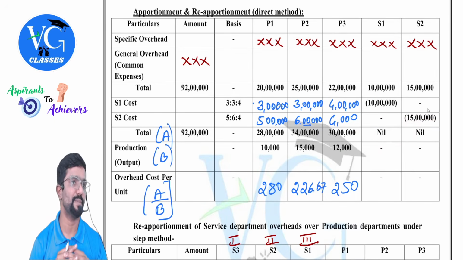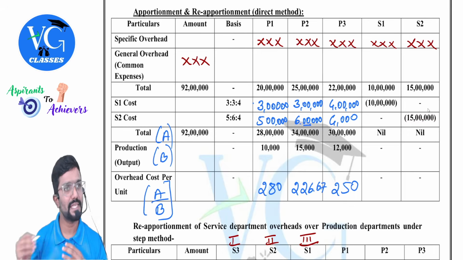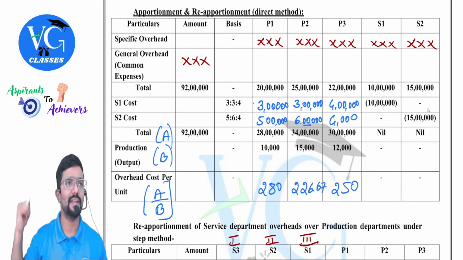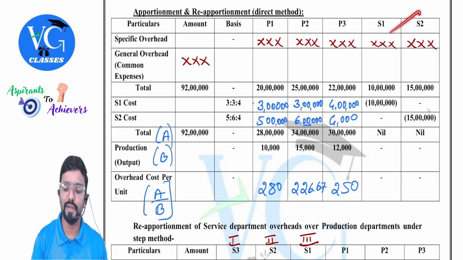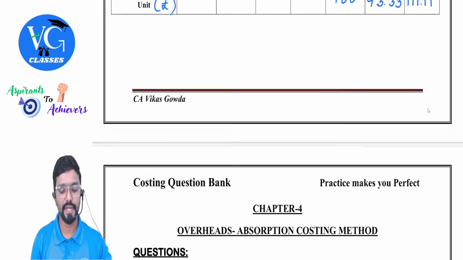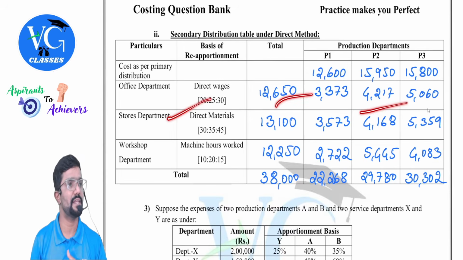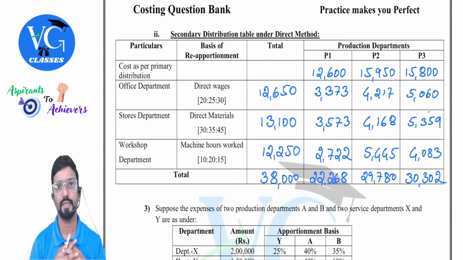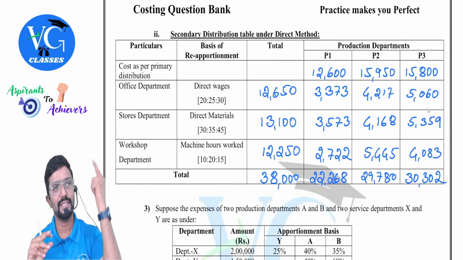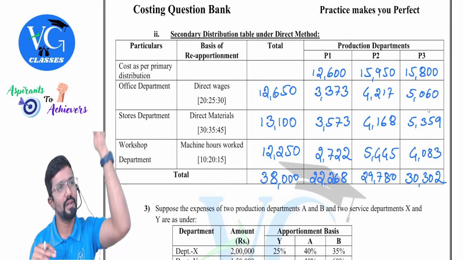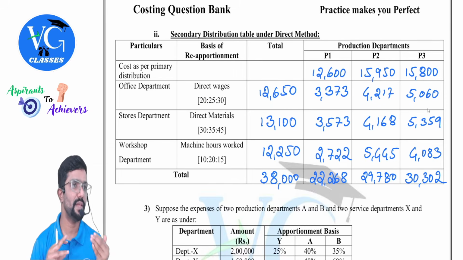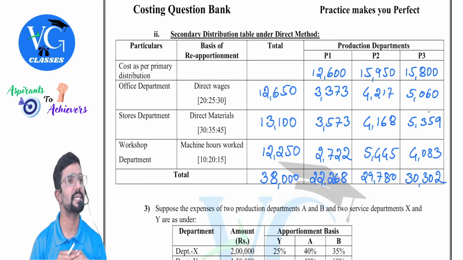Or else, sir, in the second step, if I am doing a separate table, like how I showed in the question, you can completely ignore the service department. You can take the service department cost here in the particulars and distribute. This is another way. Both ways you can do it. This is secondary distribution, whereas in my example, I have done both in the same table, that is primary distribution as well as secondary distribution.